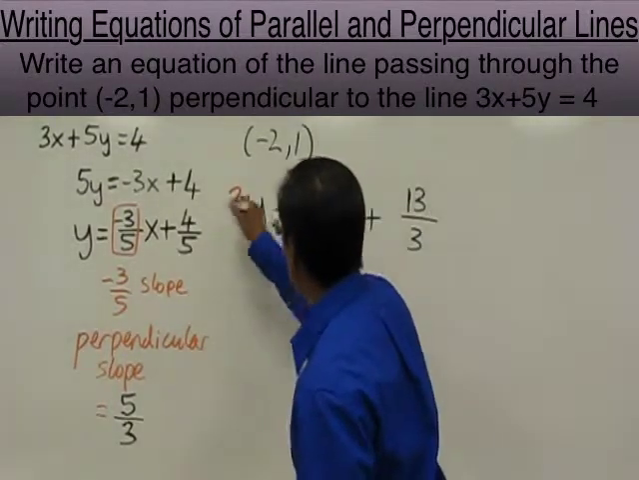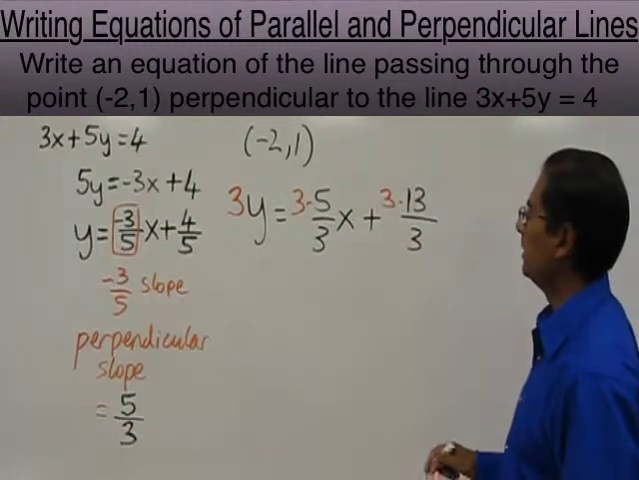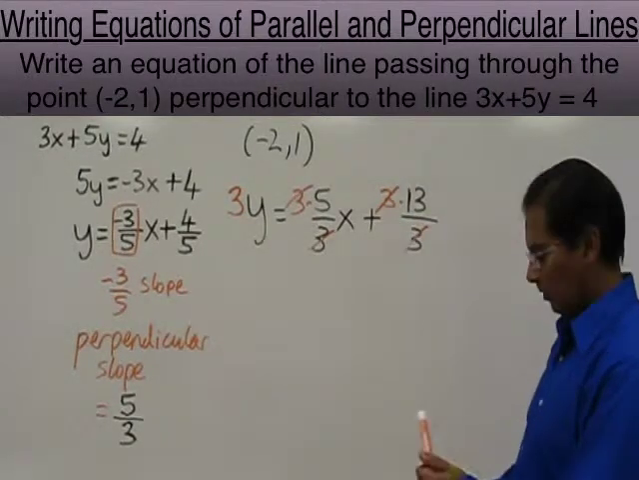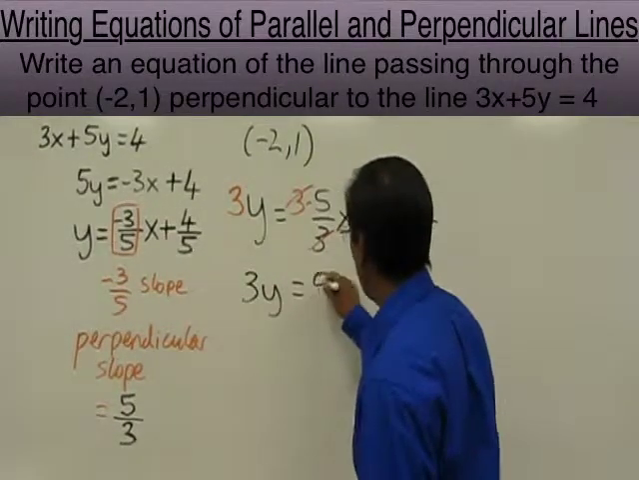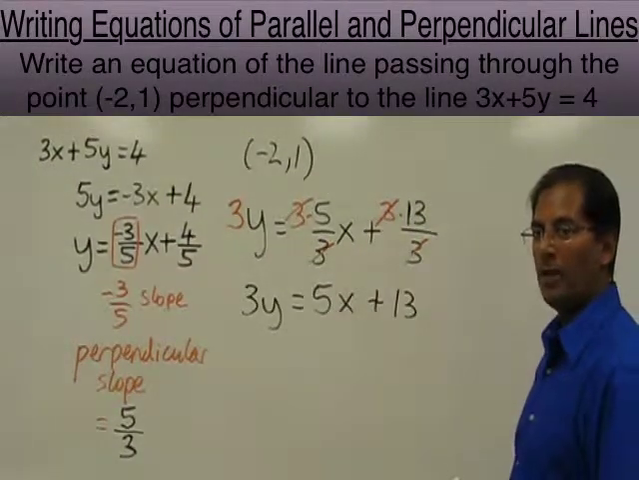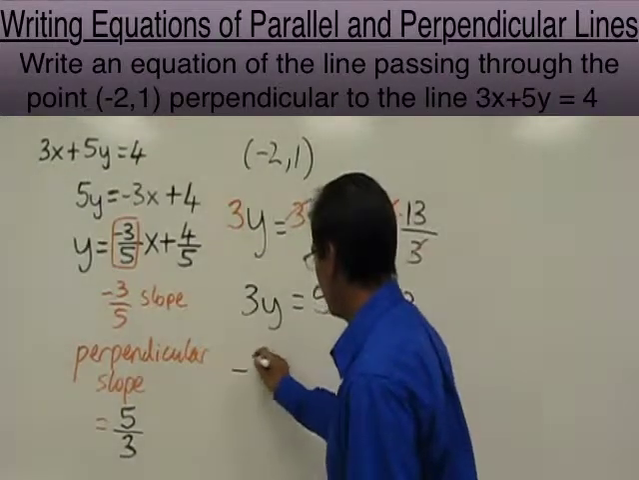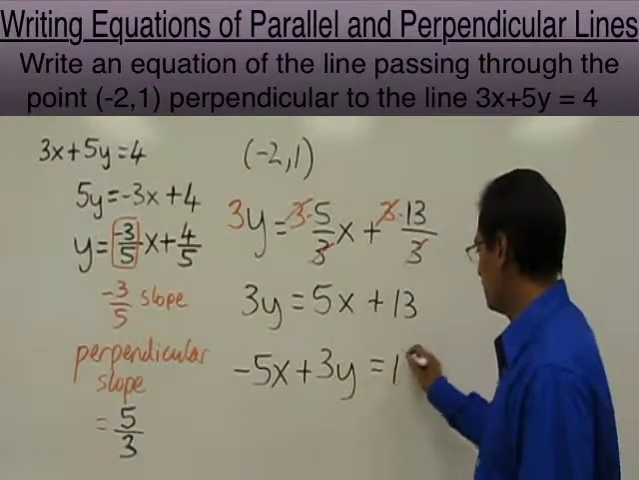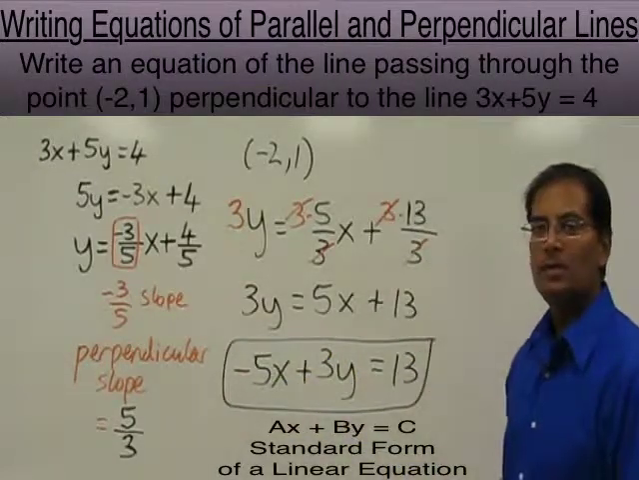We multiply y times 3, 3 times the 5 up here, 3 times the 13 here. And we notice here these 3's will cancel. And so what we're left with is 3y equals 5x plus 13. And the general form has the x and y on one side. So I have to subtract 5x from both sides. So we end up with negative 5x plus 3y equals 13. And this is the general, actually the standard form of the equation.